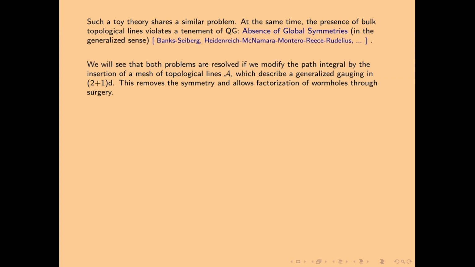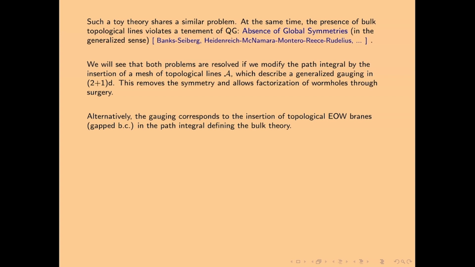So the wormholes will be just equal to the partition function on disconnected boundaries. There's also a nice alternative perspective, which in our paper we didn't really pursue, which is that this generalized gauging can also be thought of as the insertion in the path integral of some end-of-the-world branes, which open up the wormholes. Of course, the theory is topological, so these are topological end-of-the-world branes, which are usually called gapped boundary conditions.